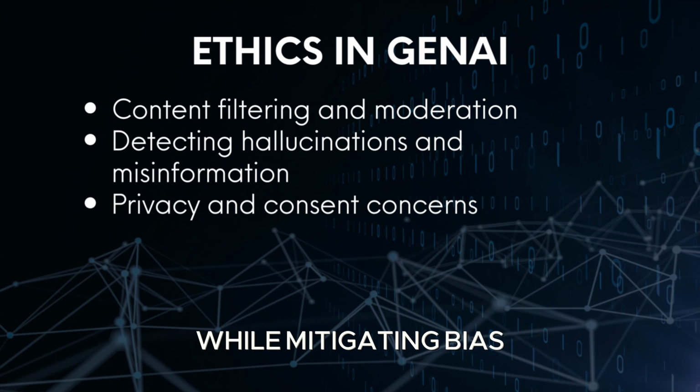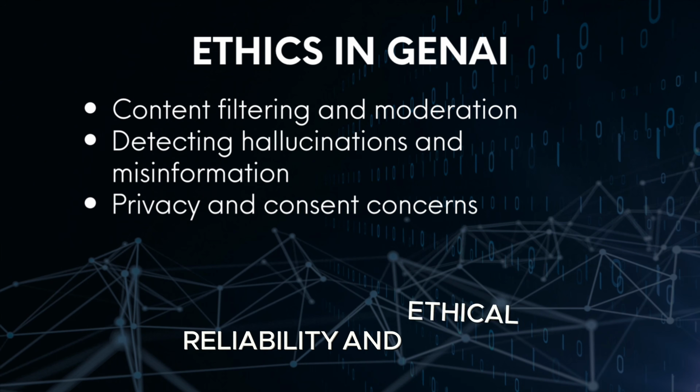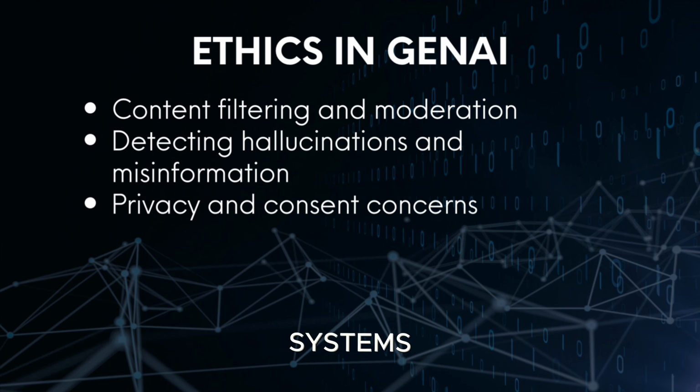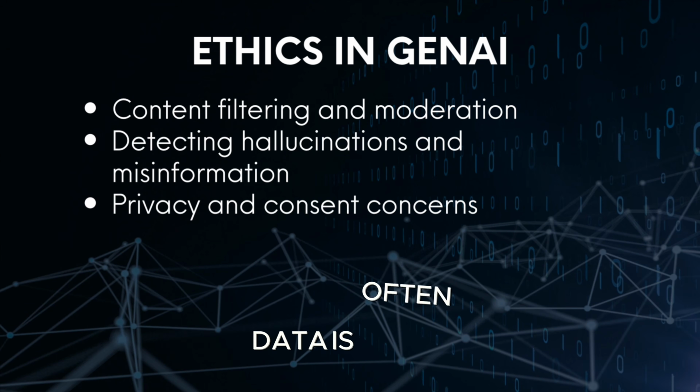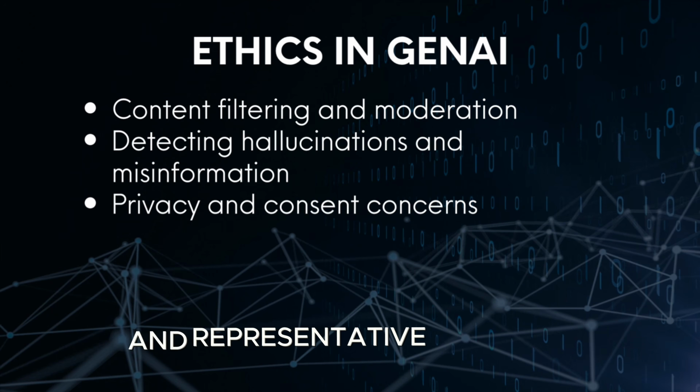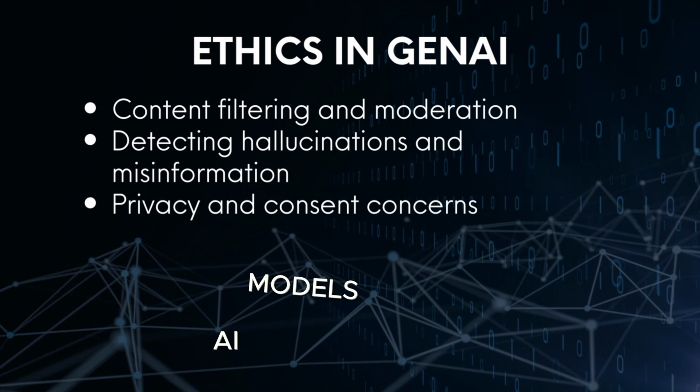Well, mitigating bias is crucial for responsible AI development. Bias can significantly impact the fairness, reliability, and ethical implications of AI systems, potentially leading to discriminatory outcomes or reinforcing societal inequalities. Training data is often the primary source of bias in AI systems. To mitigate this, it's crucial to ensure diverse and representative datasets are used for training AI models.